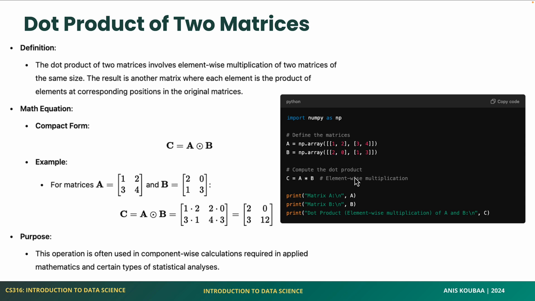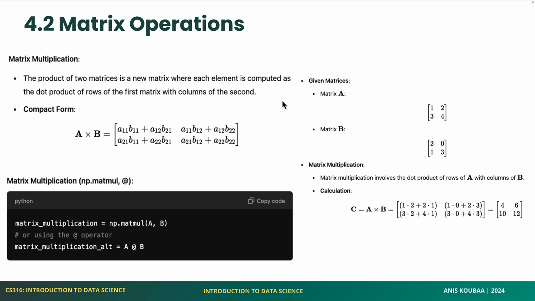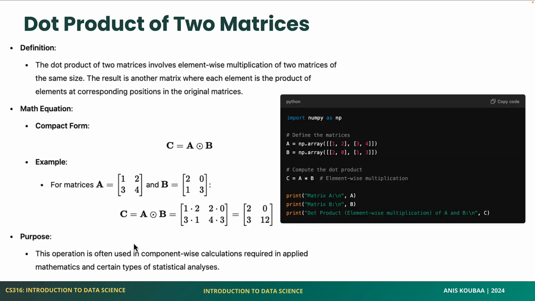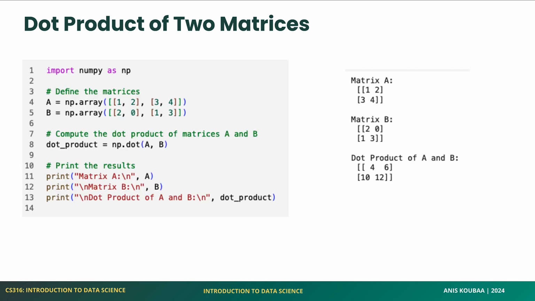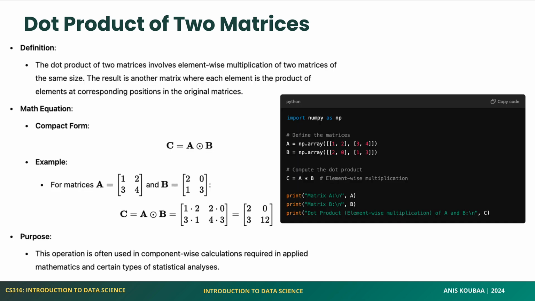So if we want the sum of products, what should we do? The sum of products is this one, matmul, or the @ operator. So the star operator here is for dot product. It's not matrix multiplication, it's element-wise multiplication. The product of two matrices is a new matrix where each element is computed as the dot product of rows. This is a dot product, and this is a dot product. The dot product of the rows, not element-wise multiplication. Okay, it's simple. These are linear algebra concepts mapped to NumPy arrays.